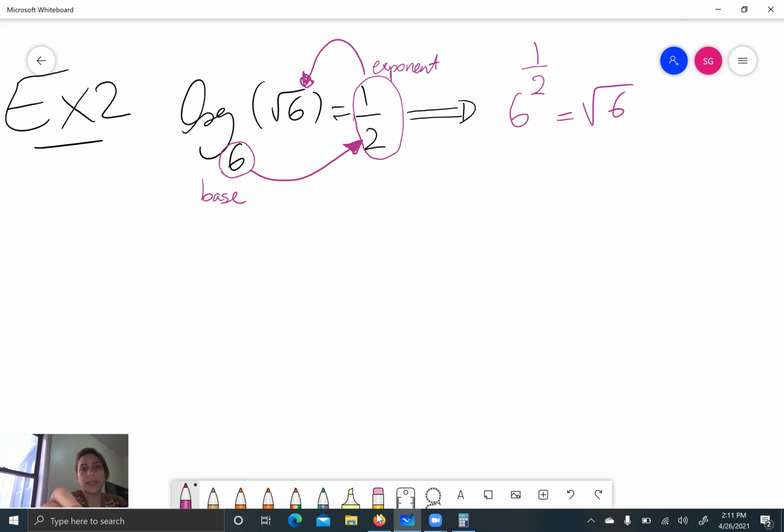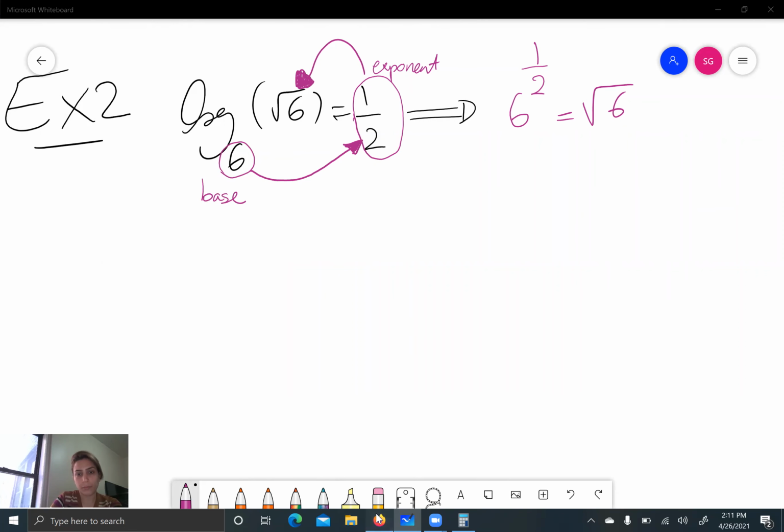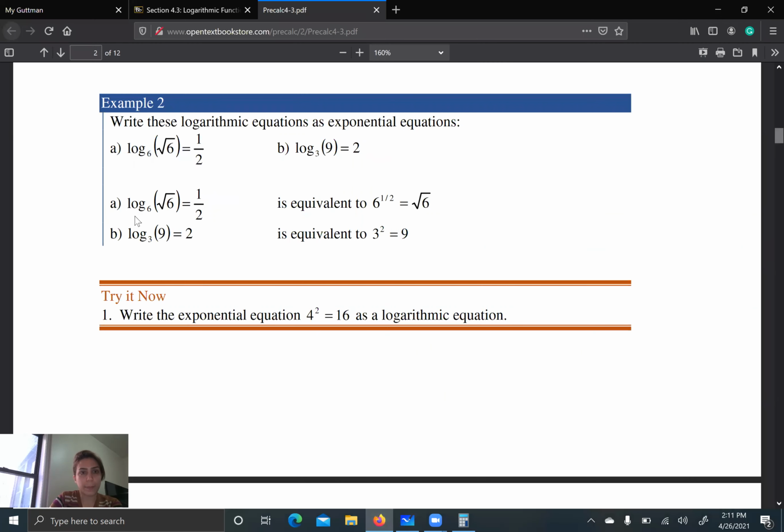So from logarithmic expression, we went to exponential expression. You can either say log of square root of 6 to the base 6 is half, or alternatively, you can say 6 to the power of half is equal to square root of 6. The next one: log of 9 to the base 3 is 2.